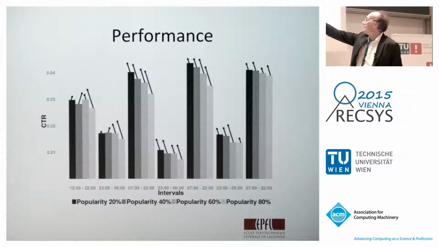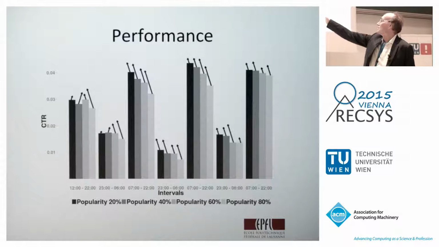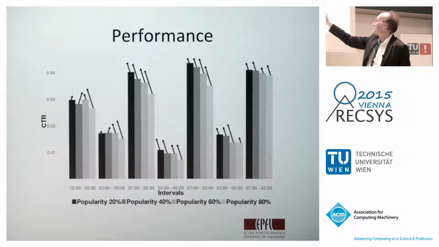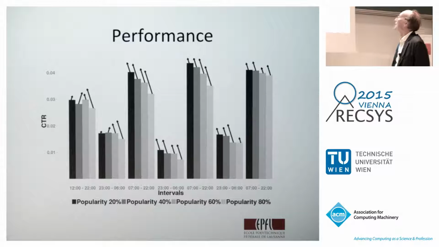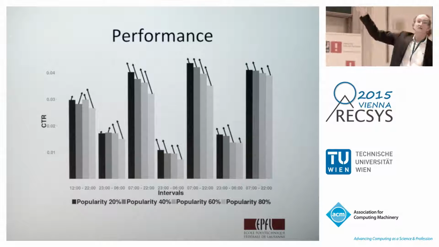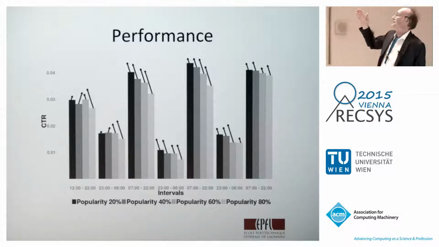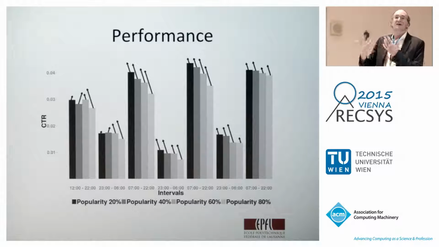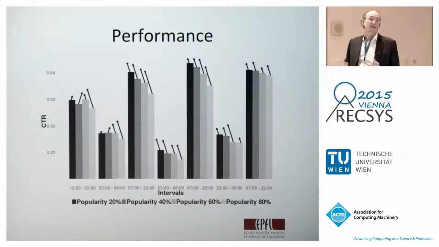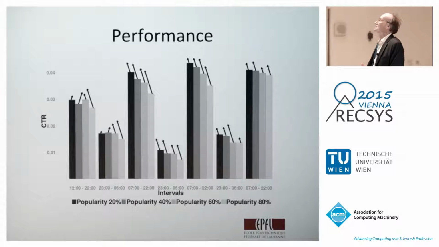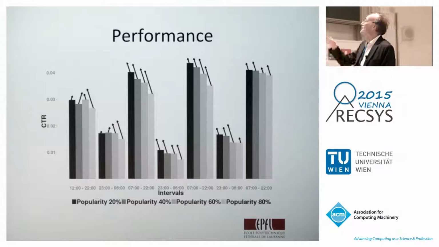So the first one was a Sunday from noon to 10, then from 11 to 6 in the morning, then from 7 in the morning to 10 on Monday, and so on. The arrows on there show the prediction of how we should change the mix in order to get a higher click-through rate. And we can see here that this is generally not too bad.